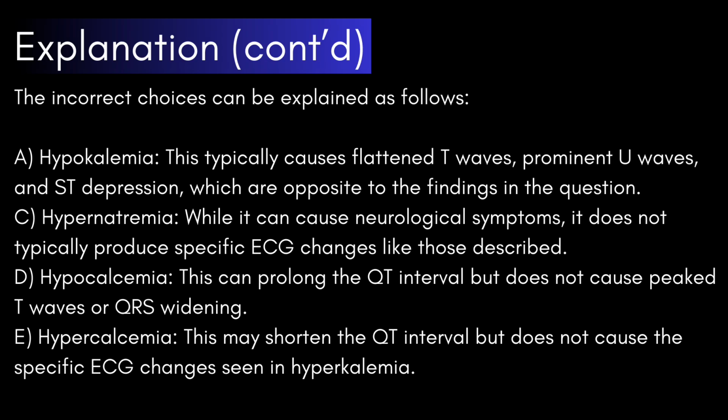While it can cause neurological symptoms, it does not typically produce specific ECG changes like those described. D. Hypocalcemia. This can prolong the QT interval but does not cause peaked T waves or QRS widening. E. Hypercalcemia. This may shorten the QT interval, but does not cause the specific ECG changes seen in hyperkalemia. All right, now that we have covered this question, let's move on to look at the next question.